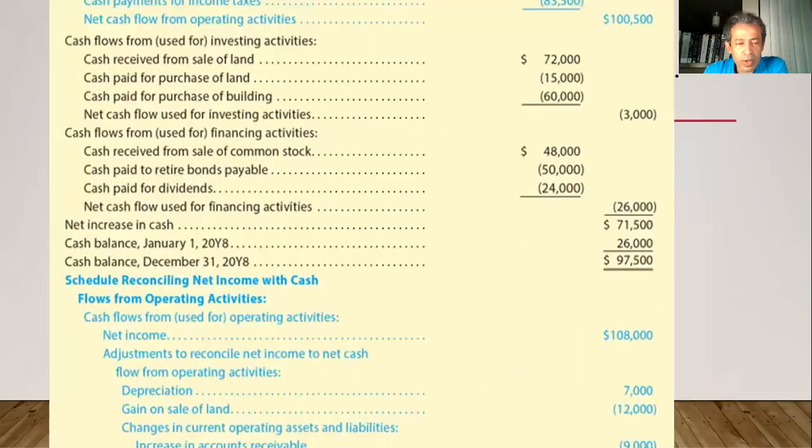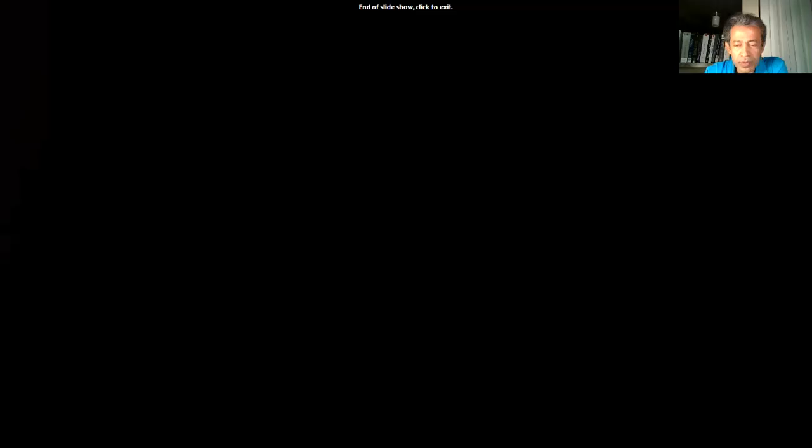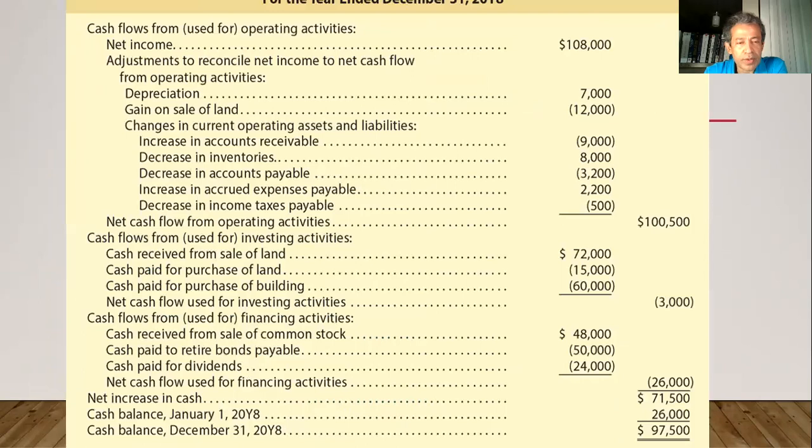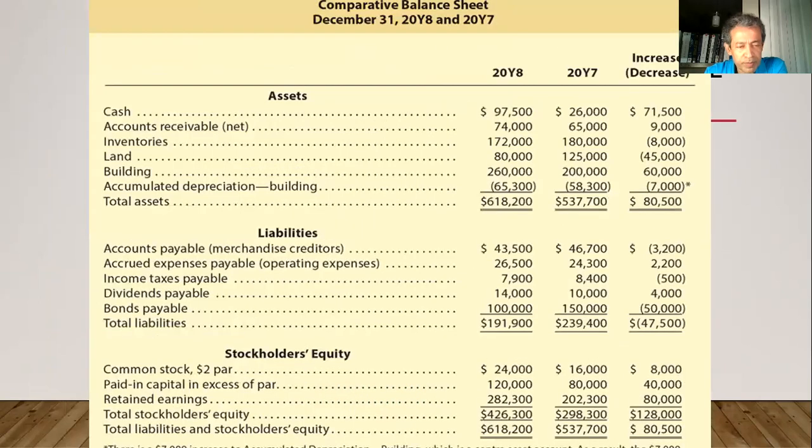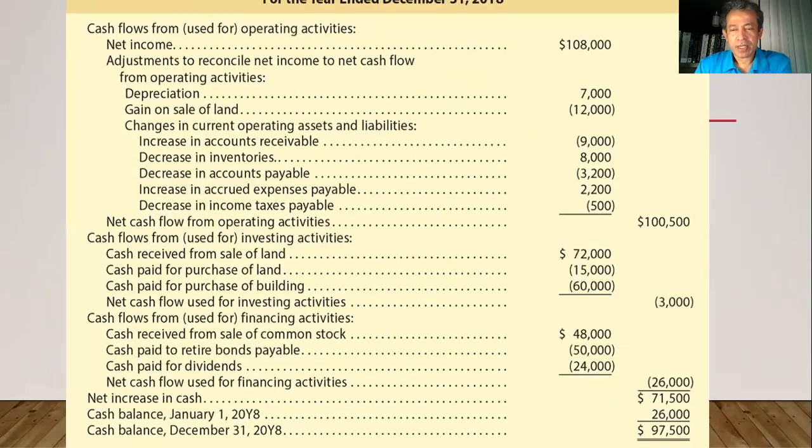And then look at our bonds. Look at the other item, the liabilities. Bonds payable. Bonds payable last year was 150. This year it is 100. So that means $50,000 worth of bonds has gone down. So it would have been repaid. So that's the 50. It's sitting here.